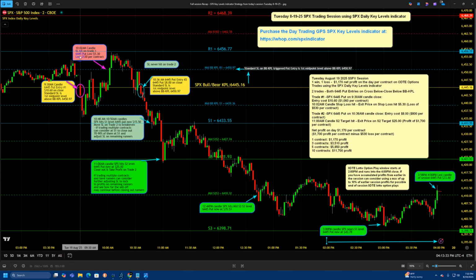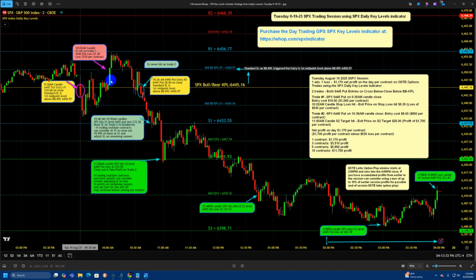The 64.45 put low of this candle here was $5.30. So we're going to assume here that we got out at the low of this candle from it hitting the bull bear KPL R1 midpoint here, although it did go a little bit above it. So the loss here is $530 a contract because you're out at 530 and your cost was 1060.